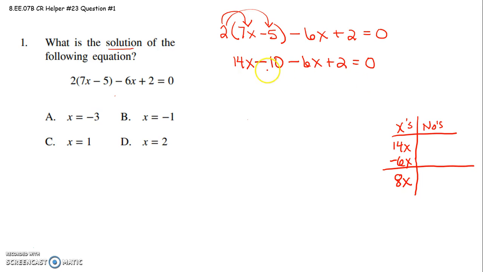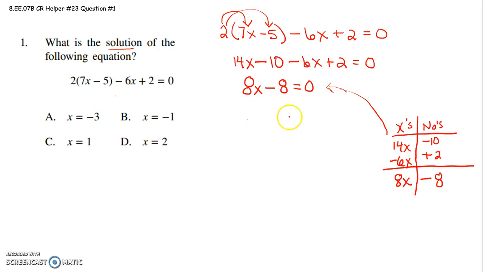Then I have my nose side. On the nose side, it's important you remember the sign in front of that 10. So I have a negative 10, and I have a plus 2. Negative 10 plus 2 is minus 8, or negative 8. So now I have 8x minus 8 equals 0 after I combine like terms. So this right here is what got me to that step there. And now I'm just going to solve this equation.